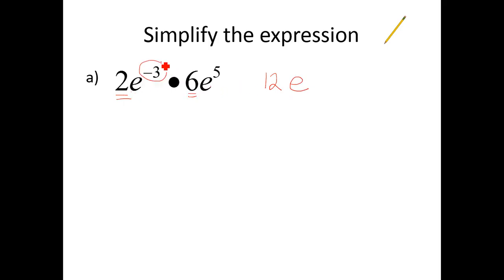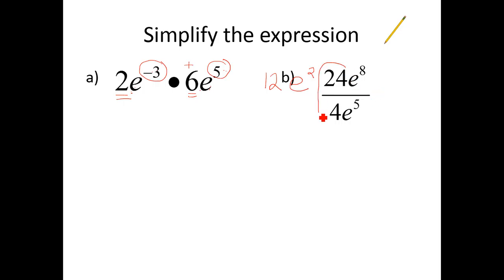What do I do with these exponents when I have the same variables and they both have exponents? I add the exponents together. So -3 and 5 more would make e squared. Okay, so I have 12e squared. What about this one, b? Oh, I kind of ran into the answer there, sorry.